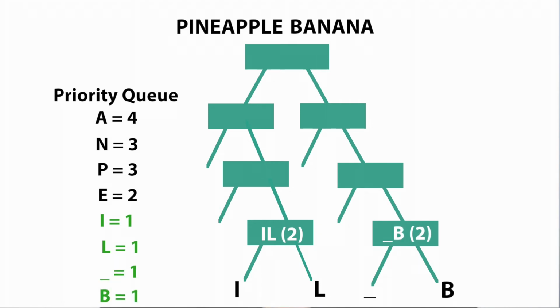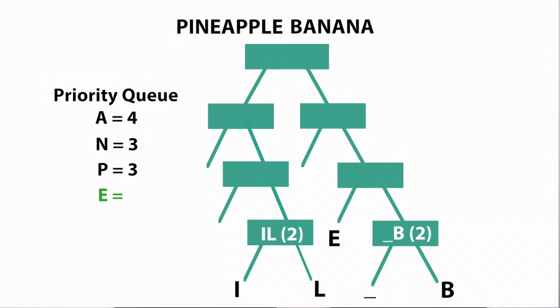And then what we can do is change our priority queue. So we've taken out IL, space, and B, and we've combined them into their new 2 nodes. And we put them back in the correct place in our priority queue. So they're still at the top because there's still a frequency of 2. Next, we take the next single letter and add that to our binary tree. So we just keep combining.